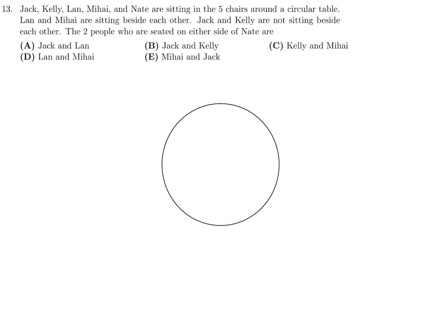Now they told me that Lan and Mihai are sitting beside each other. So Lan is here, Mihai is here. They're sitting beside each other. Then we've got 3 friends left. Those 3 friends are Nate, Jack, and Kelly. And they told me that Jack and Kelly are not sitting beside each other. So if Jack is here, Kelly's got to be here, and in the middle between Jack and Kelly has to be Nate. That's the only way to arrange these 5 friends according to the information in the question.